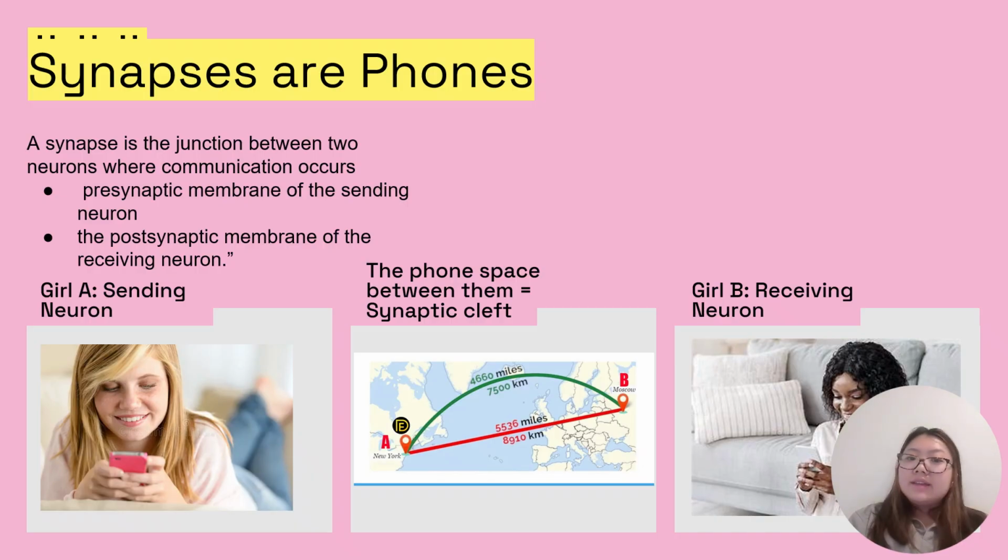Imagine girl A is texting another girl, girl B. They aren't physically connected, just like neurons aren't touching. The airspace between their phones is the synaptic cleft, the tiny gap between neurons. A synapse is a junction between two neurons where communication occurs.